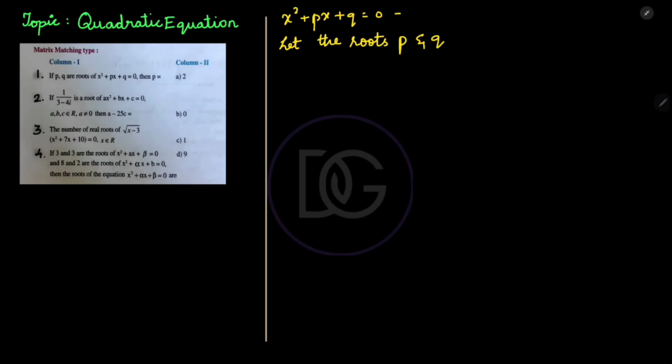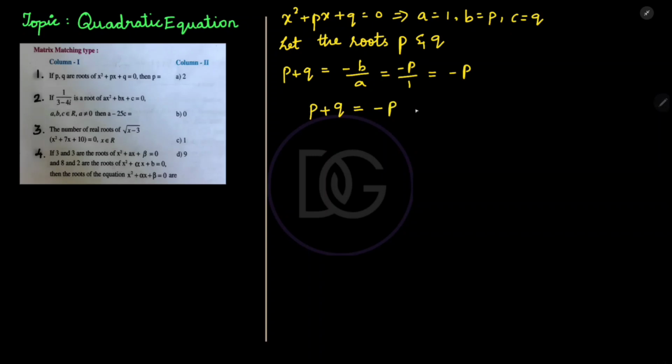From the given equation we can write the value of a is 1, b is p, c equal to q. Now sum of the roots will be p plus q equal to minus b by a. So substituting the values, minus p by 1, that is minus p. p plus q equal to minus p. Just consider this as first equation.